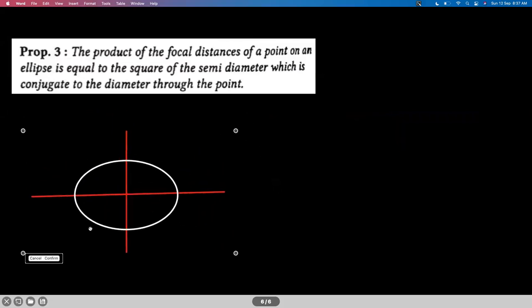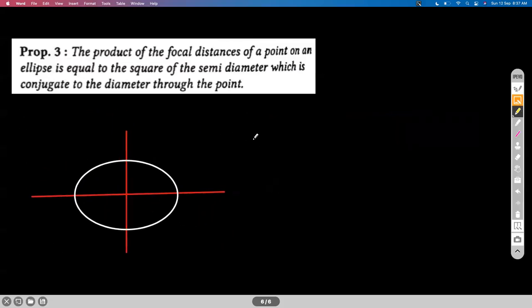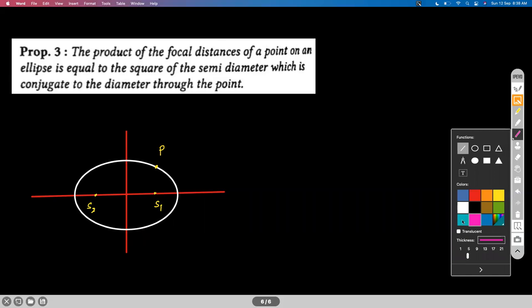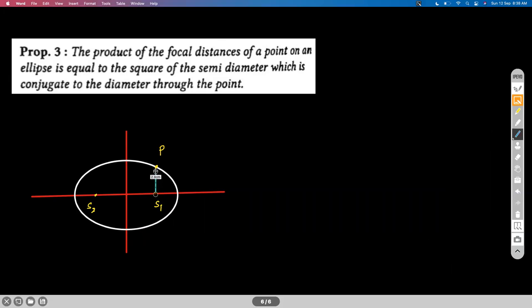See, this property says if there is a point P, okay. Of course, let's say these are your foci S1 and S2. Okay. So the product of the focal distances. So what are the focal distances? Focal distances will be S1P and S2P. Okay. So S1P times S2P. This product is basically said to be equal to the conjugate.